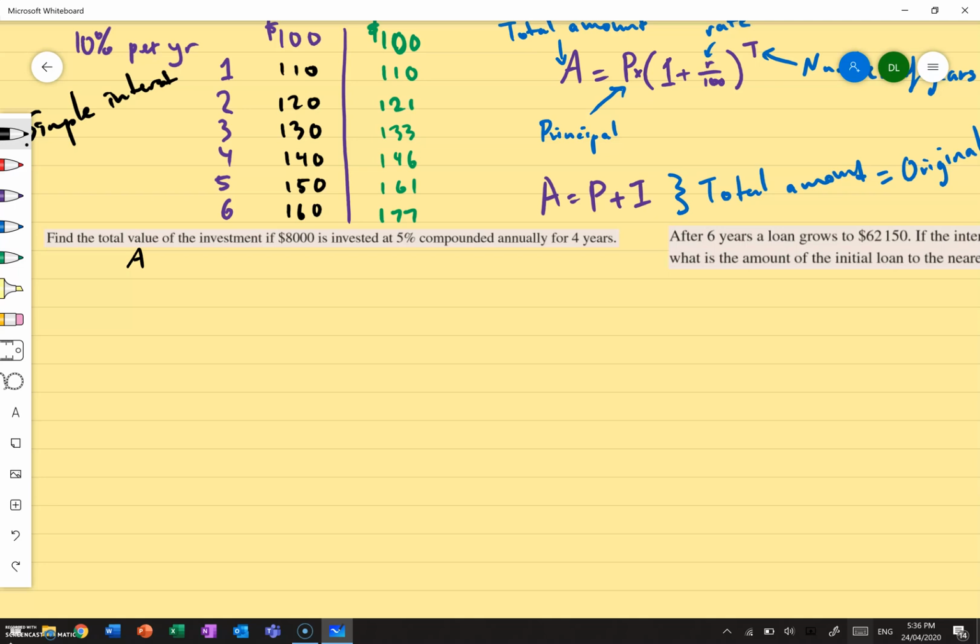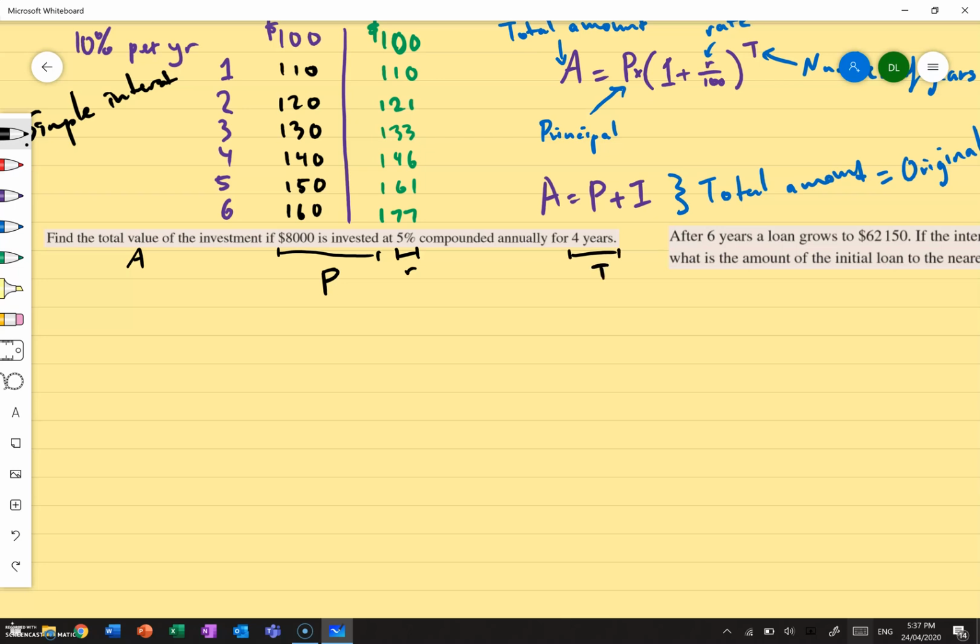Now, if $8,000 is invested, I know that $8,000 is my P, because that's the original amount of money invested. So I invested $8,000 at 5% compounded annually for 4 years. So I need to think to myself, well, 5%, that's my rate. And it's 4 years, and that's my T.